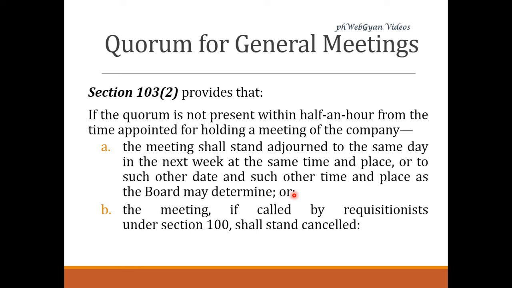Now, if the board can specify another time or another place and date, then that shall prevail. Otherwise, it shall stay adjourned to the same day in the next week, having the same time and place. Okay, so this is the case where the quorum is not present within half an hour of the time appointed.